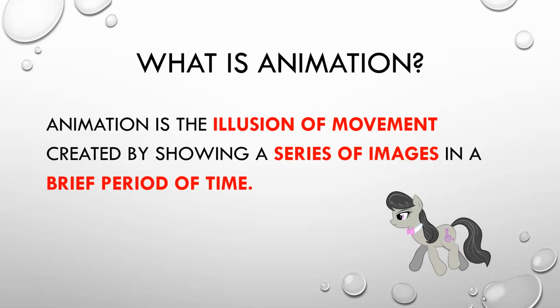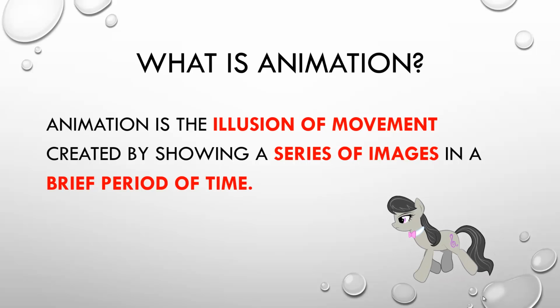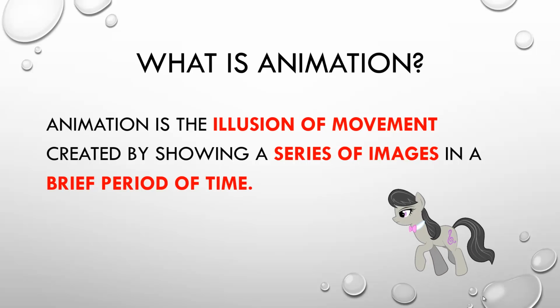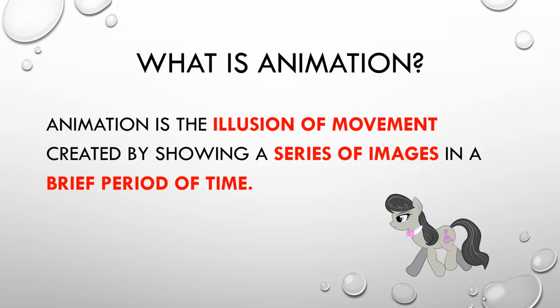We cannot create an illusion of movement just with a single picture. And these multiple pictures have to be shown in a brief period of time. So if I'm showing one picture today and the next picture tomorrow, it is not going to create the illusion. To be more precise, we need to have 24 frames for every single second of animation. So 24 drawings for 1 second of animation. So combined together, animation is the illusion of movement created with the help of a series of images in a brief period of time. Great.